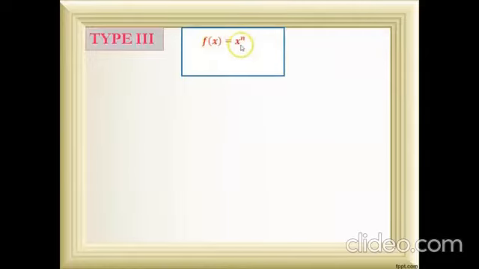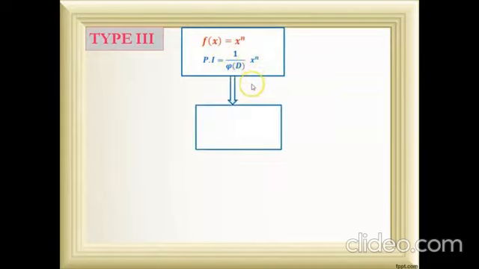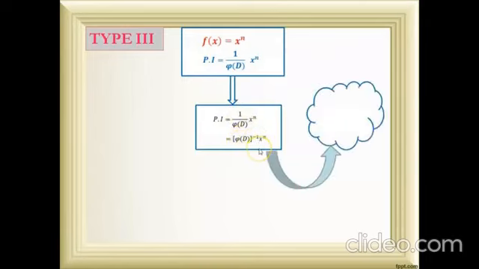The function is in the form of x power n. The particular integral has to be written as 1 by phi of D into x power n. In this particular case, we need not make any other replacement in the denominator. Instead, I just want to write this 1 by phi of D as phi of D whole power minus 1. After that, I am going to expand this phi of D whole power minus 1 by using binomial theorem formulas.